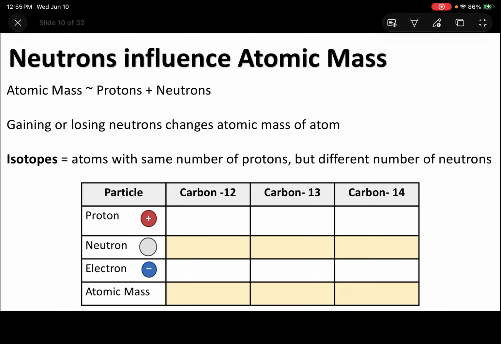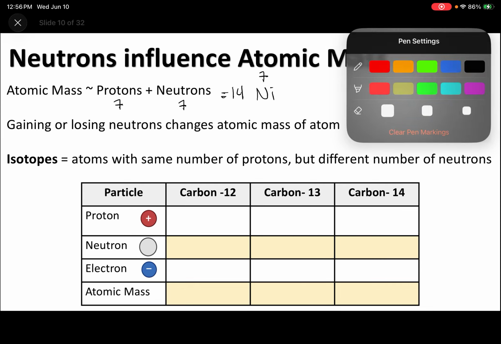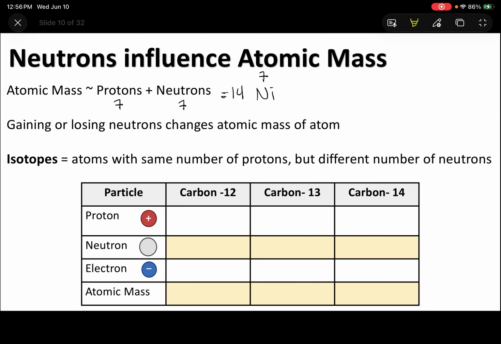So isotopes, like I said, are going to be where we change the number of neutrons. And if you remember, neutrons influence atomic mass, right? We said that atomic mass is essentially equal to the number of protons plus the number of neutrons. So again, going to our nitrogen example, it has 7 protons and 7 neutrons, and you get an atomic mass of around 14. However, if we gain or lose neutrons, we can then essentially change the atomic mass of an atom. And this is going to change its properties and how it works chemically.